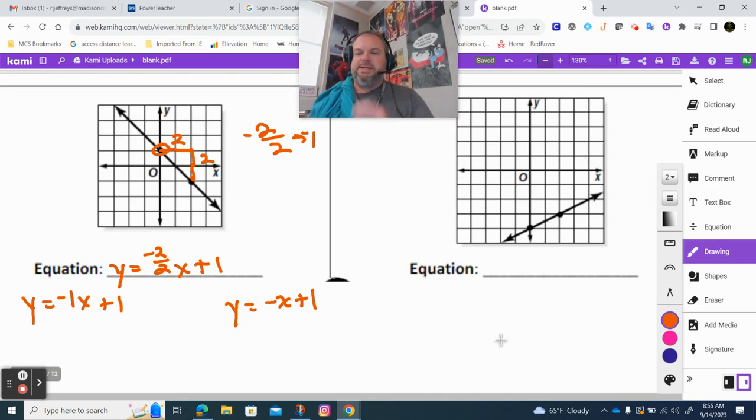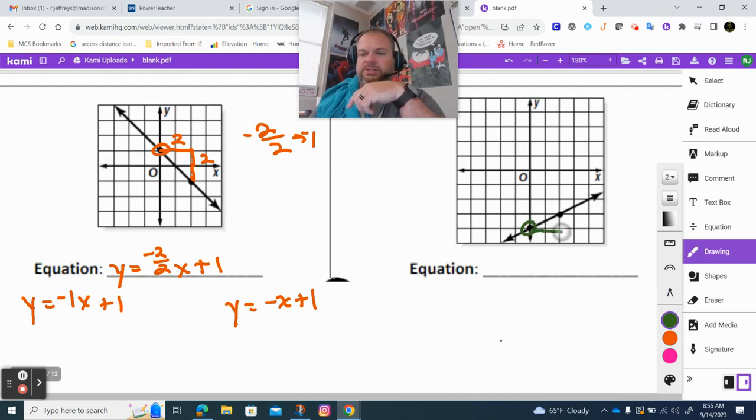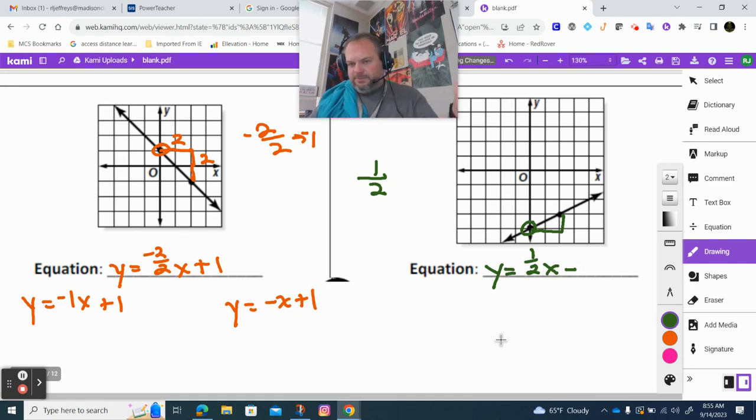All right, number 10. Looks like we start here. We go over 1, 2, up 1. So we have another fraction. Remember, 4 out of 5 people have issues with fractions. All right, this y-intercept is going to be a negative because it's below that little O. That does not mean 0. It means the origin. You start here. So we go down 1, 2, 3, and 4. Okay.